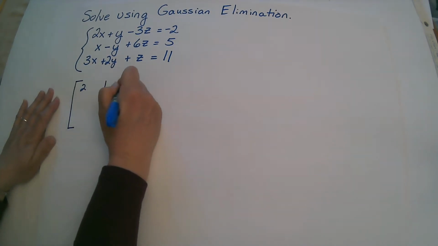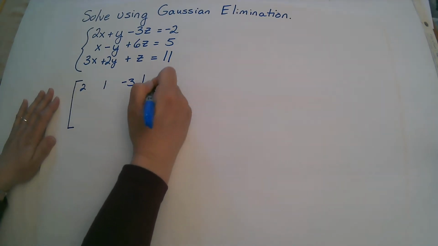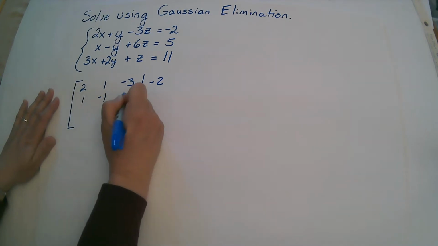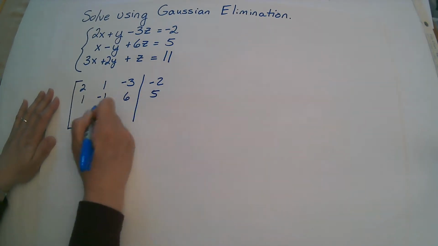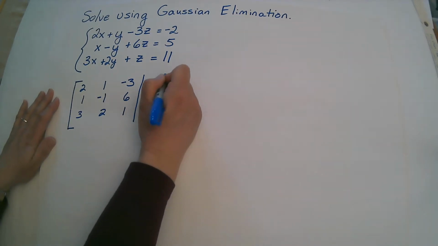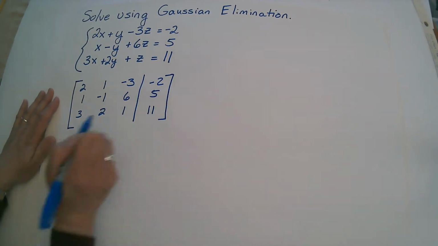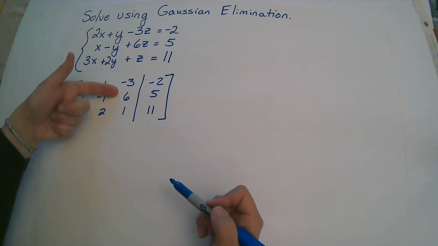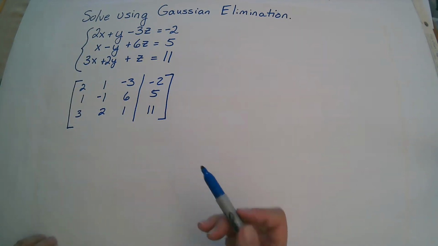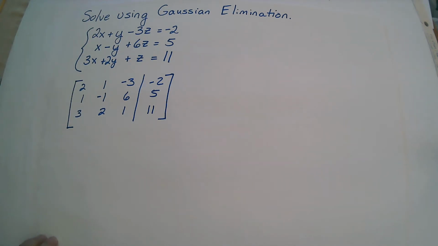2, 1, negative 3, negative 2. 1, negative 1, 6, 5. 3, 2, 1, 11. And take care when you're doing that. It is super easy to make a mistake. Just leave off a sign. I usually double check, make sure my numbers are correct before I jump in.